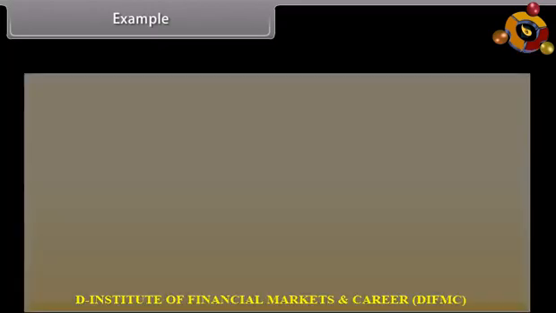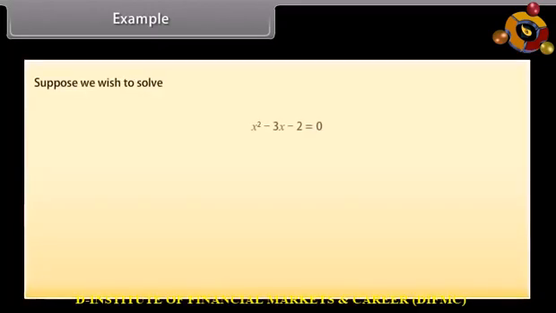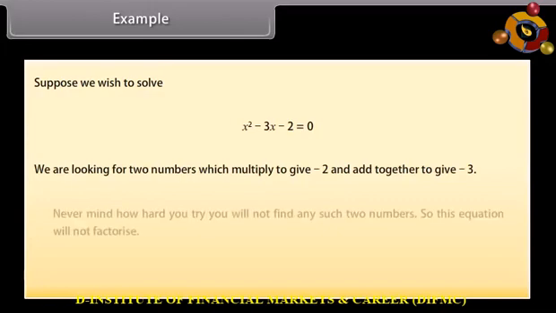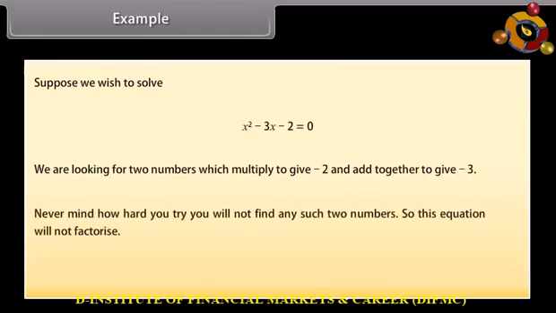Example. Now suppose we wish to solve x square minus 3x minus 2 is equal to 0. We are looking for two numbers which multiply to give minus 2 and add together to give minus 3. Never mind how hard you try, you will not find any such two numbers. So, this equation will not factorize. For this, we need another approach. We will learn that in the next screen.